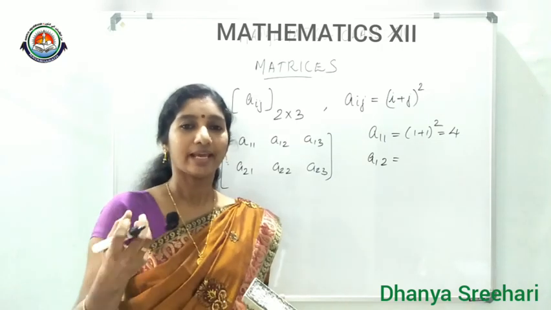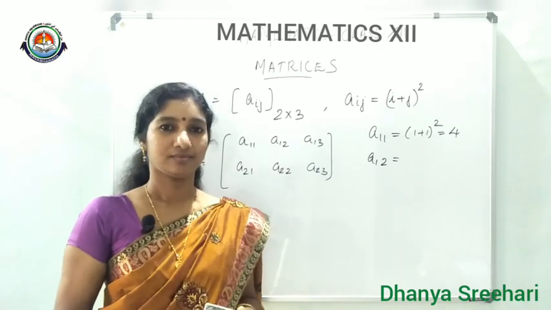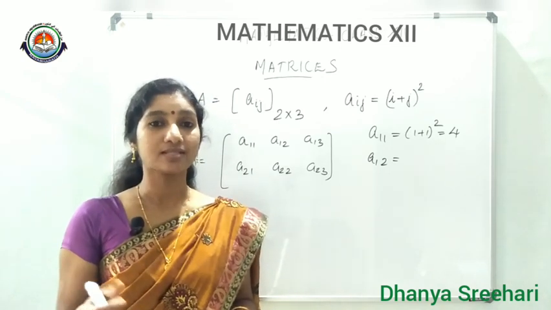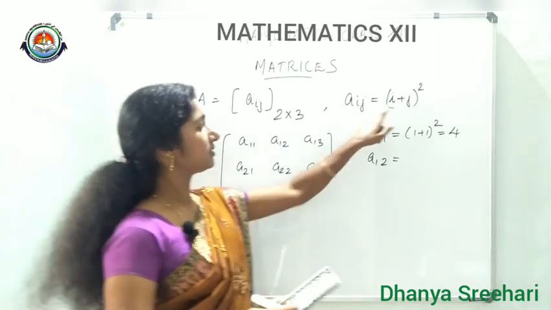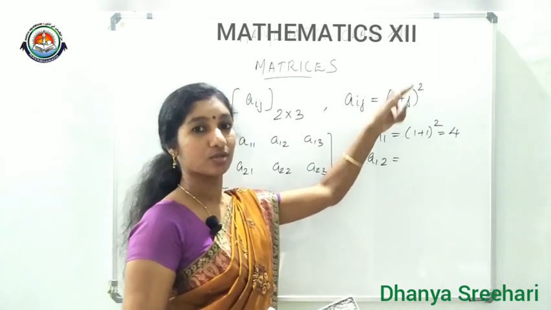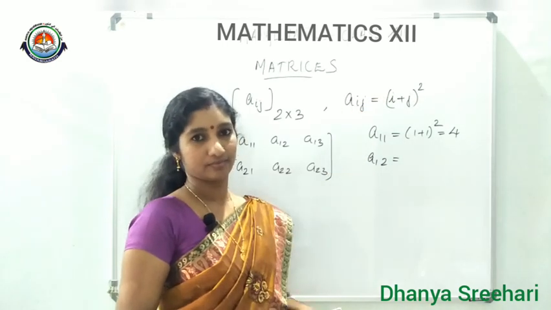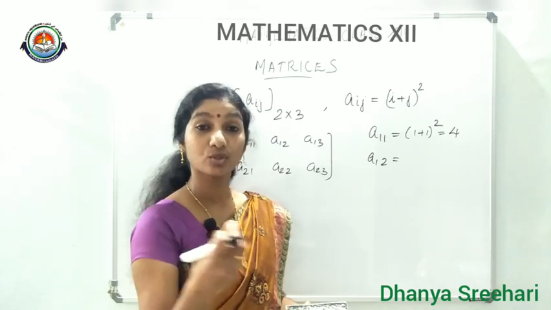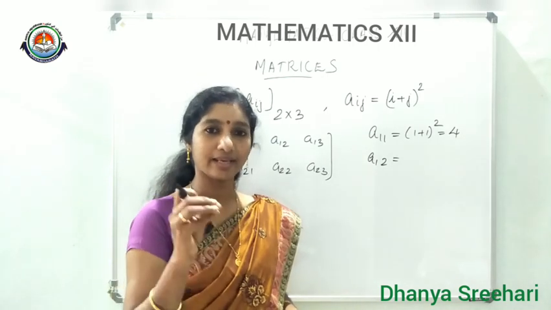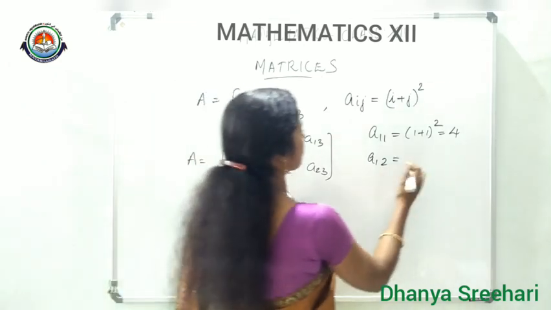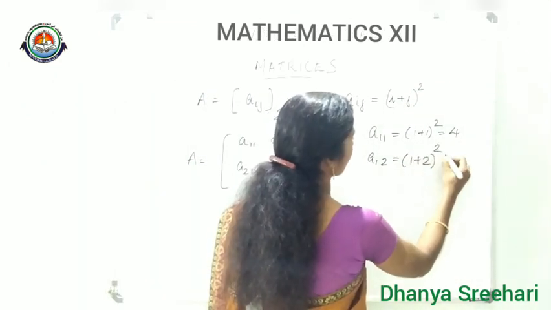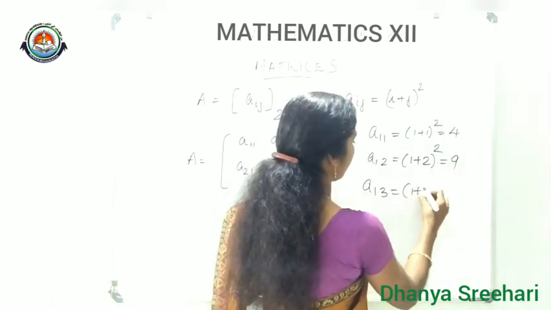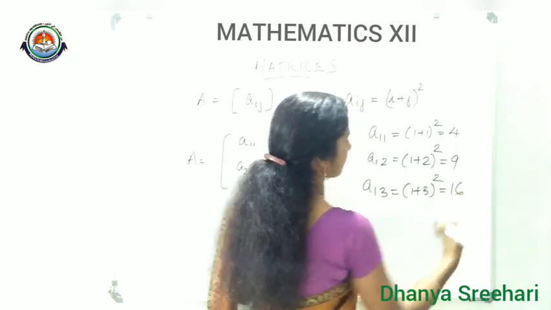In this question, each element is given like that. Another question will give it another way. So to write the elements of this matrix, here it is given that the ijth element is (i plus j) whole square. The element in the ith row and jth column is called Aij. A12 means (1 plus 2) whole square, that is 3 square, equal to 9. A13 is equal to (1 plus 3) whole square, that is 4 square, equal to 16.